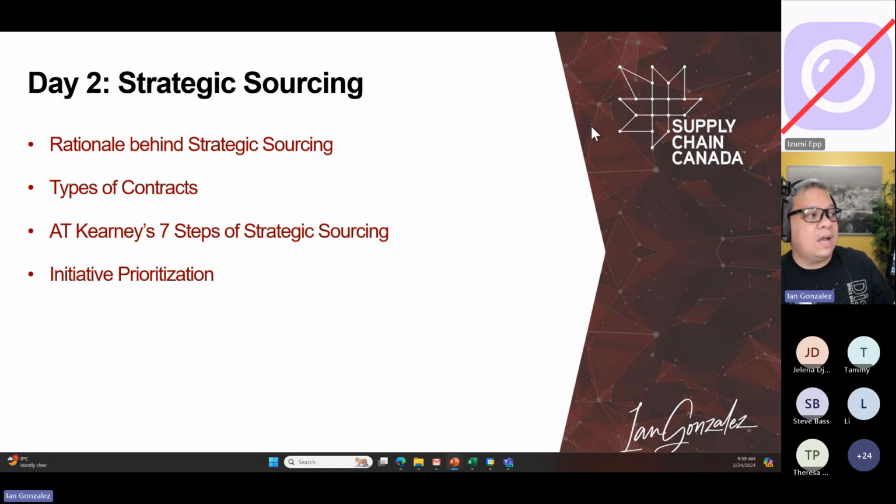But today, here are our topics: the rationale behind strategic sourcing, types of contracts, and two case studies where we do strategic commercial contract. I will talk about A.T. Kearney's 7 steps of strategic sourcing with a very nice tool that comes with it, and I will demo. And then initiative prioritization, which comes with 2 tools. So there will be 3 tools that I will demo today.